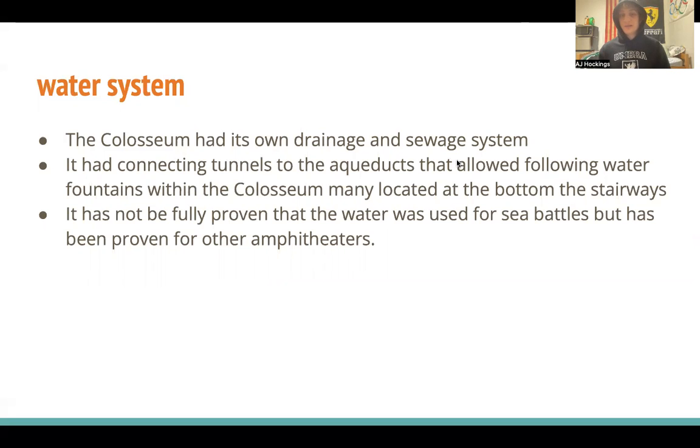It was hot in Italy during some of these games, and people needed a drink or were thirsty, so they had freestanding water like a water fountain right there.